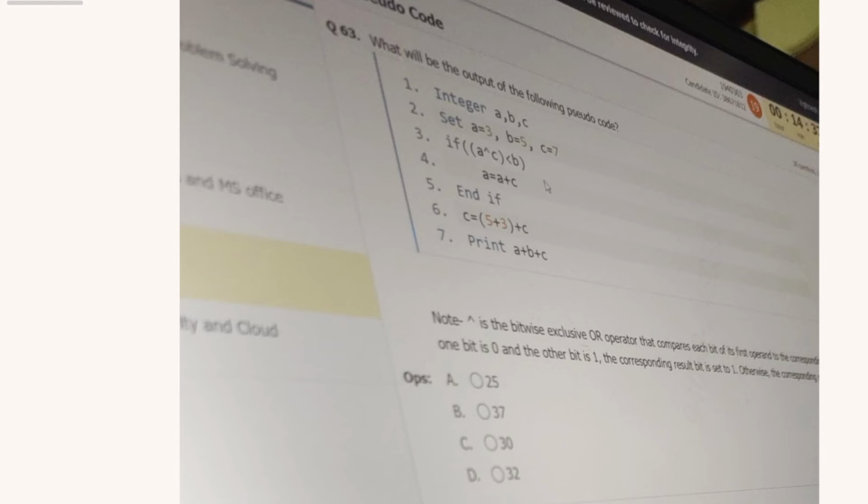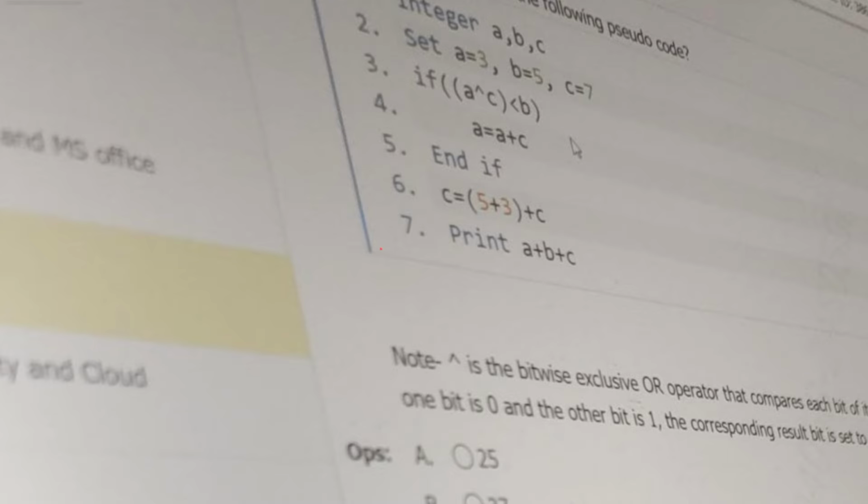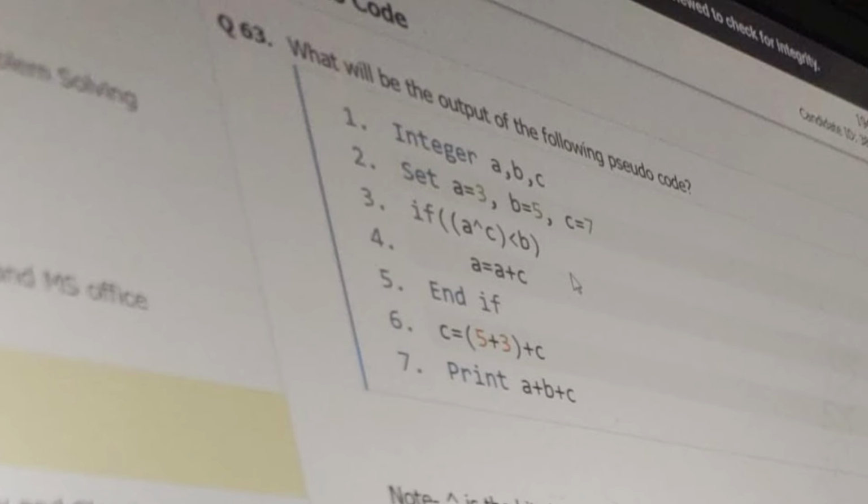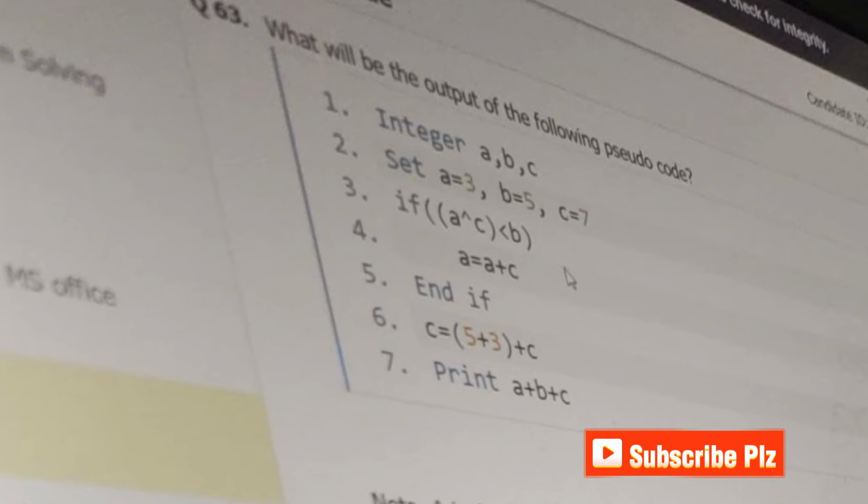So the first question is this. Okay, so what will be the output of the following pseudocode? I hope this is visible to you. So integer a, b, c, set a is equal to 3, b is equal to 5, c is equal to 7. So values of a, b, c are initialized.